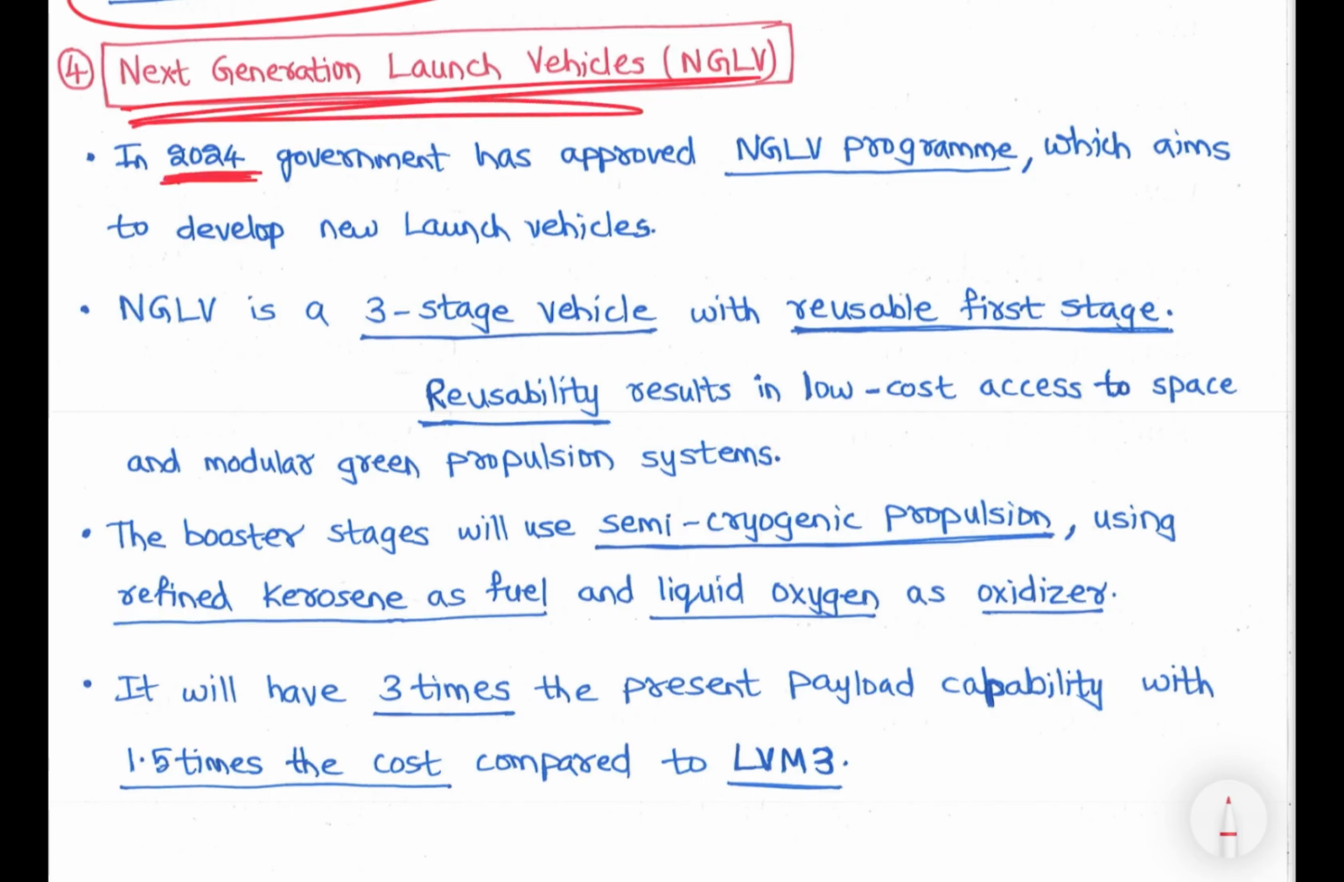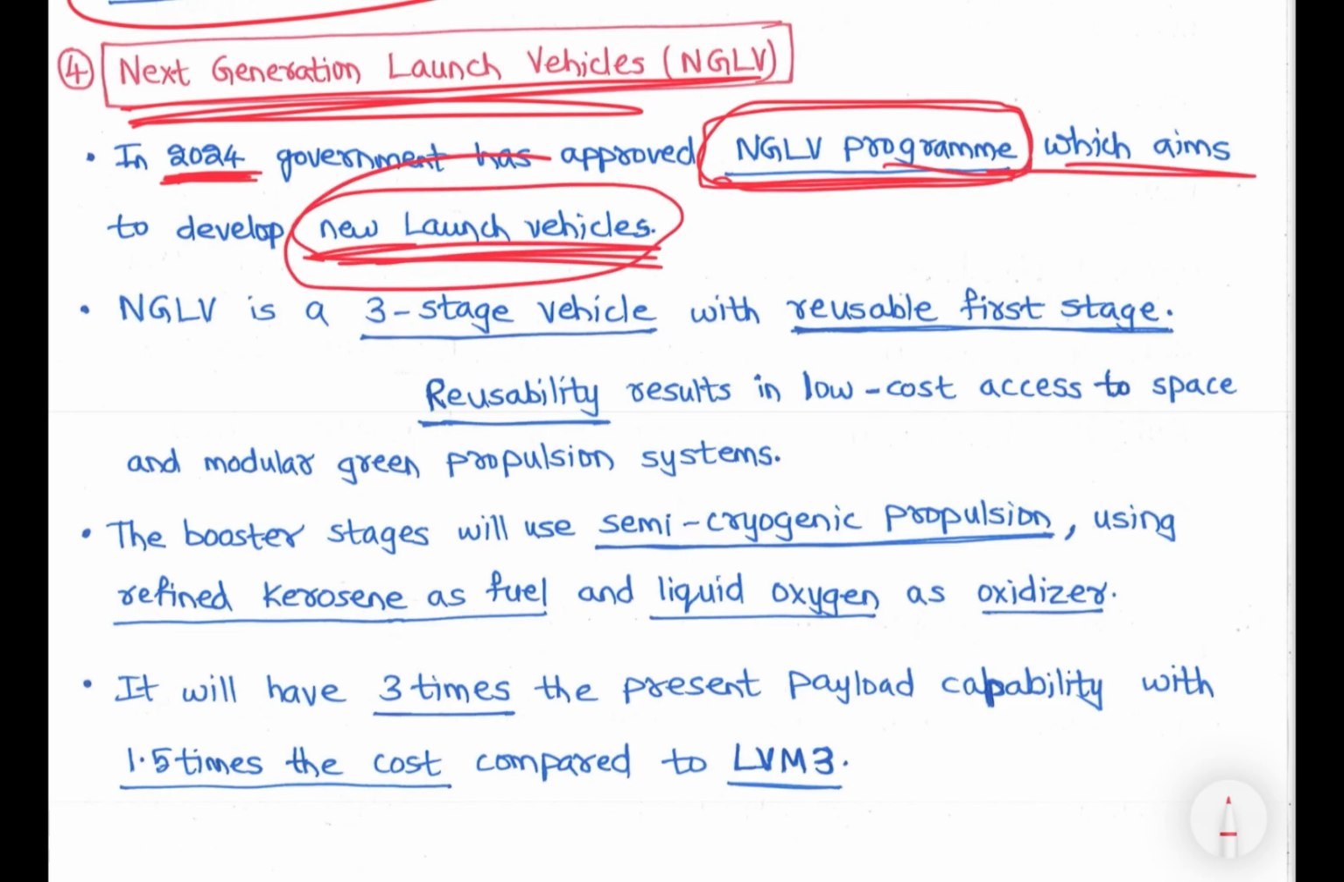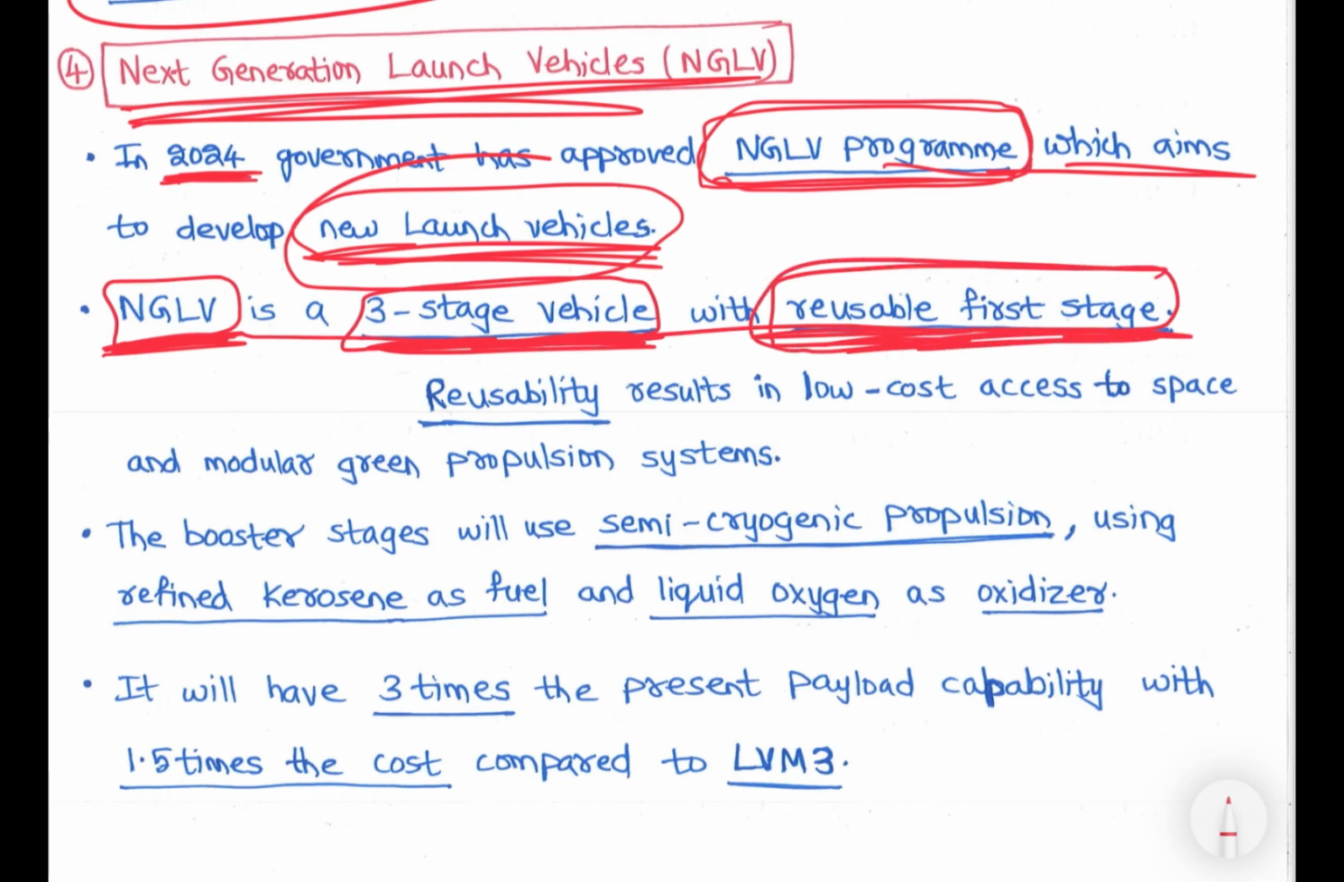In 2024 government has approved next generation launch vehicle program, right, which aims to develop new launch vehicles. So NGLV, next generation launch vehicle, is a three-stage vehicle with reusable first stage, right? ये important है, reusable first stage. We have discussed, right? First stage के बाद we can use the first stage fuel का parts, और उसका engine etc. Fuel ही burn होगा, engine को use कर सकते हैं.